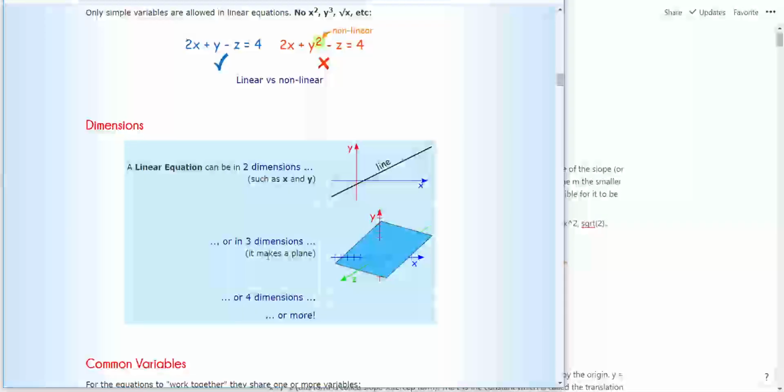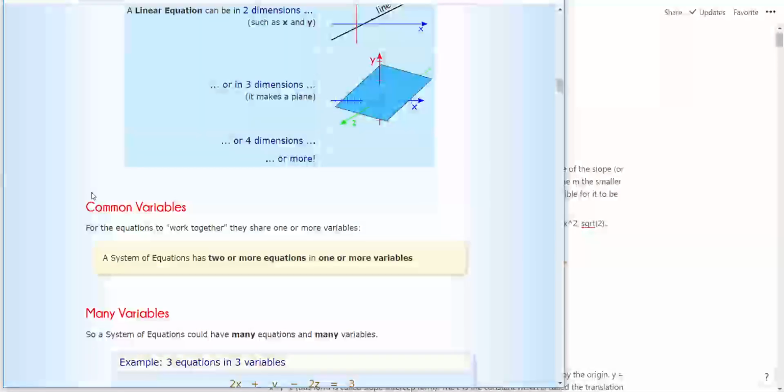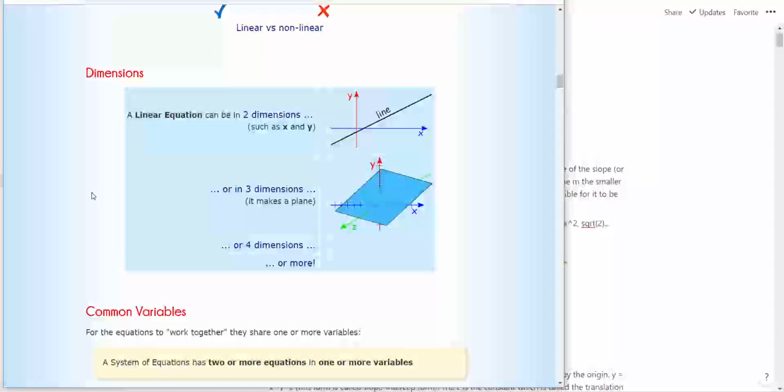So a linear equation can be in 2 dimensions, x and y, and there is a line that intersects the y-axis. Or it could be 3 dimensions, where we have a plane, right? You could have more than one dimension, of course: x, y, and z.